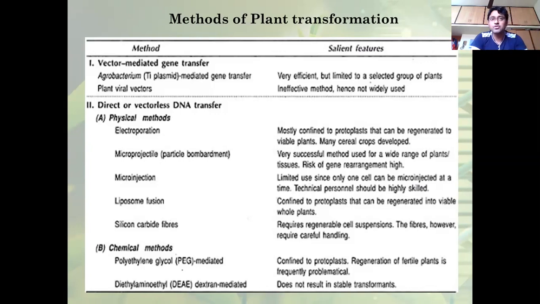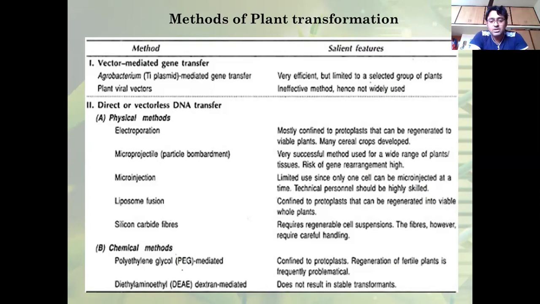Through liposome mediated fusion, I can develop a transgenic plant mainly from the protoplast. Silicon carbide fibers also require a regenerable cell suspension. Suspension culture, the liquid cell culture, is very important for this. So these are some physical methods, and some chemical methods are also there.